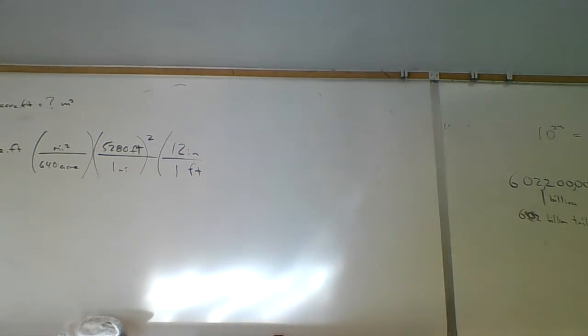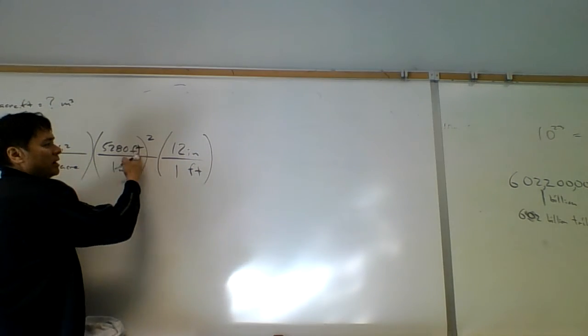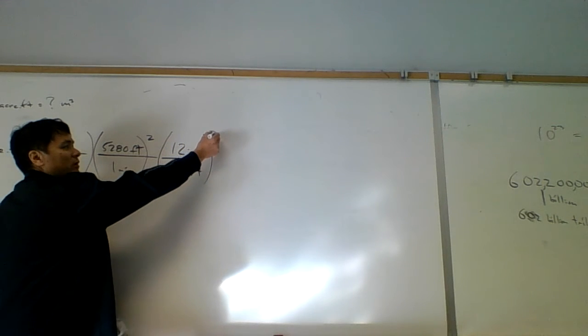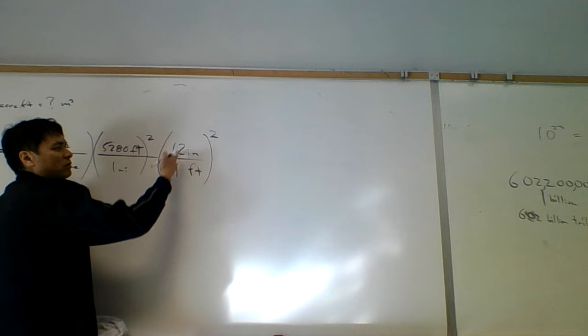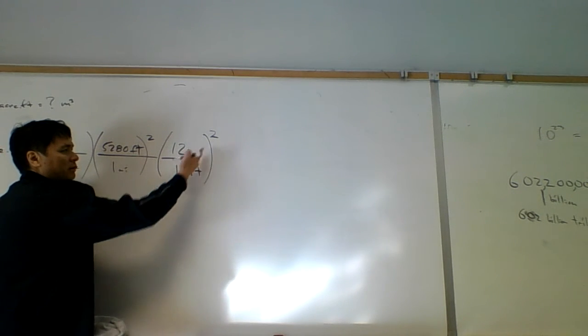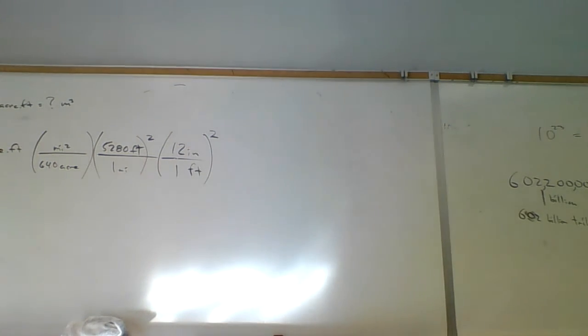Right? And so I do this. I need to get rid of feet squared, so to get rid of feet squared, I just square the whole thing. And so that would be 12 squared. 12 squared is 144 inches squared, 1 foot squared. And so there are 144 square inches in a square foot. Right?